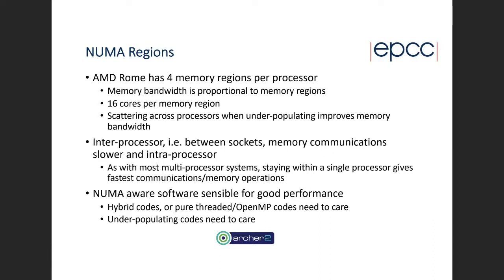So this also means, and we'll come back to this, that for hybrid codes, this memory structure needs to be thought about sensibly. We need to take care about that. Essentially, what we need is that all the threads associated with the same MPI process really need to be executing in the same NUMA region for good performance.